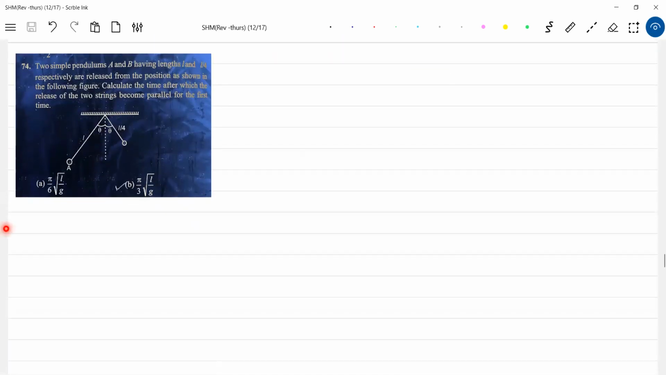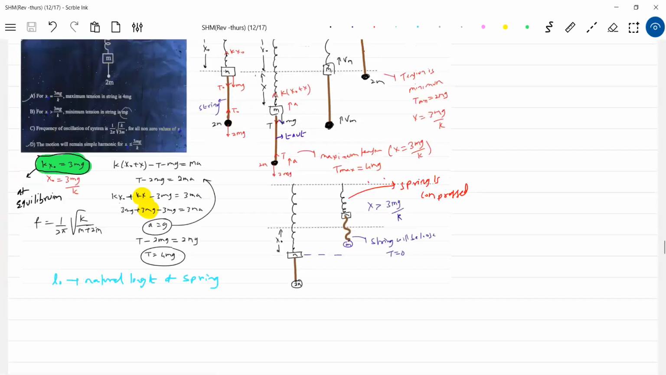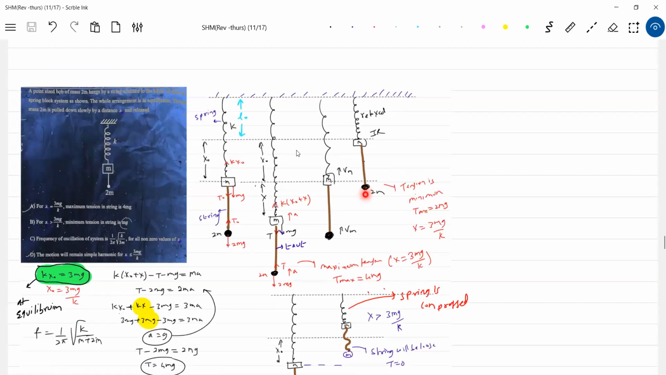Why minimum tension 2 mg, sir? Here only possible, no? Why can't it be 0? When can 0 happen here? Here 2 mg is acting all the time. Here mg is acting.